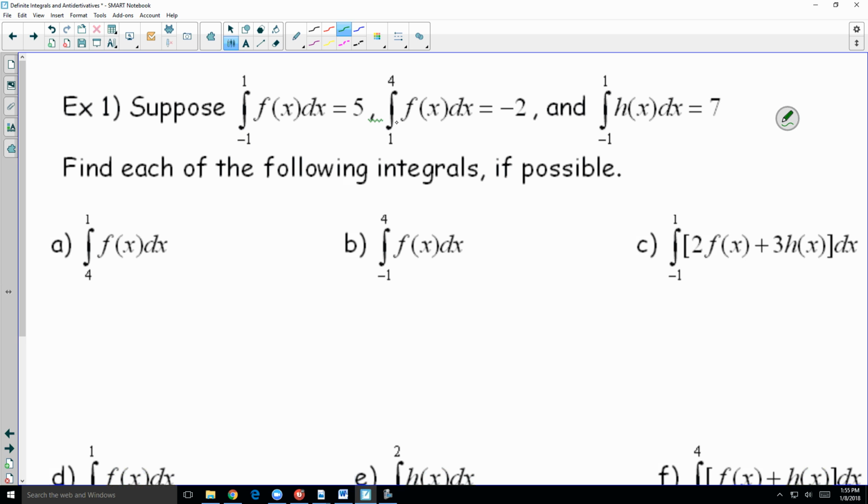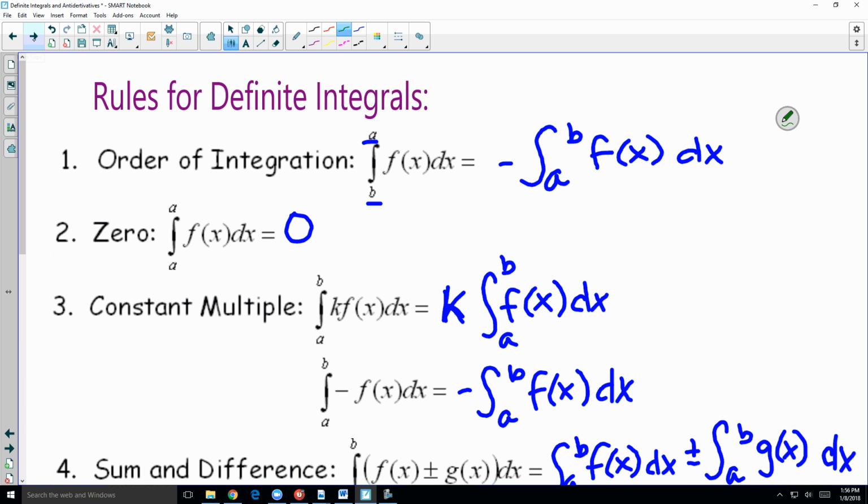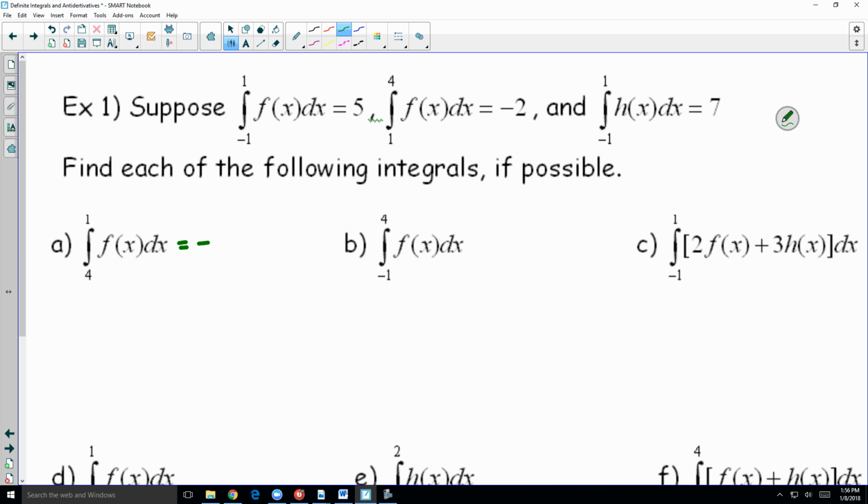This first one is the integral from 4 to 1 of f of x. So if I look up here, I know the integral from 1 to 4 of f of x equals -2. So by the order of integration rule, that very first one right there, it says that if I negate my integral, I can switch the bounds. So I can go the negative integral from 1 to 4 of f of x dx. So that means that this is equal to the negative, and up here it says the integral from 1 to 4 of f of x dx is negative 2.